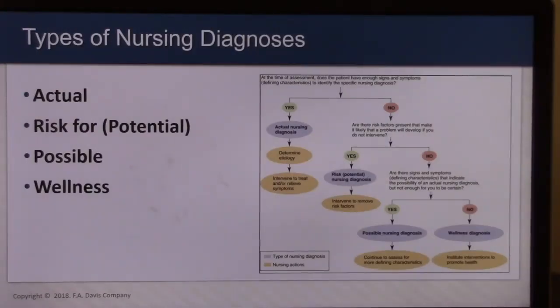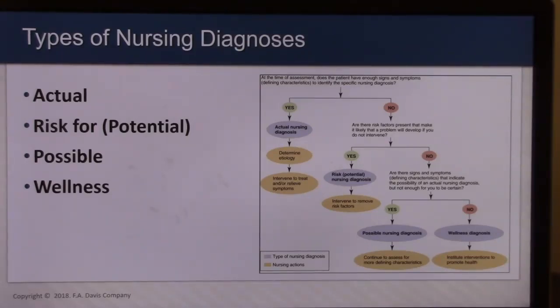There are different types of nursing diagnoses. One is the actual, it's what exists. Risk for, potential, risk for something happening. For example, risk for fall related to an unsteady gait. Possible diagnoses exist when your intuition and experience direct you to suspect that a diagnosis is present, but you don't have enough data to support the diagnosis.